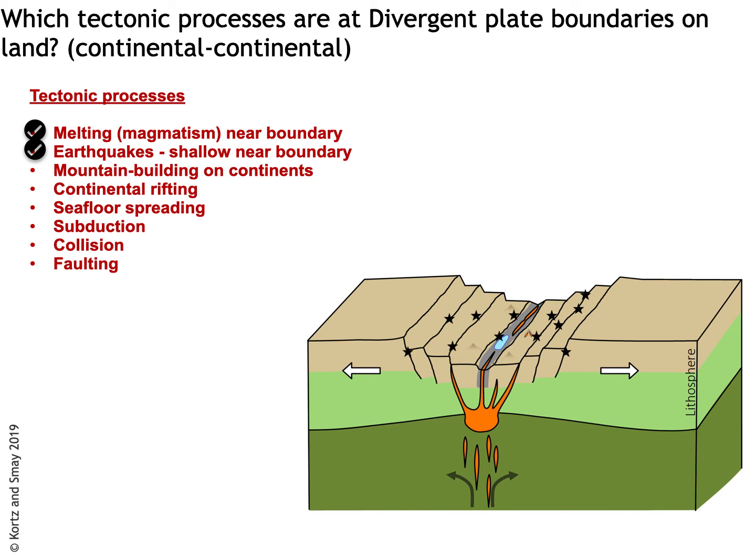We do not have mountain building on continents. We do have continental rifting. So rather than building the landscape up with mountain building, we're actually pulling it apart, making these large, flat, depressed, lower elevation areas. We do not have subduction. We do not have seafloor spreading. We do not have collision, but we do have faulting where those earthquakes are occurring.